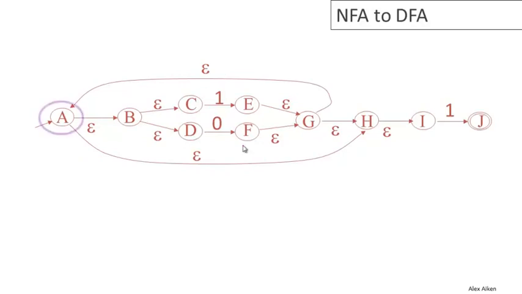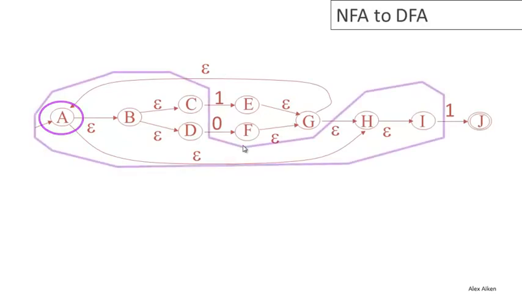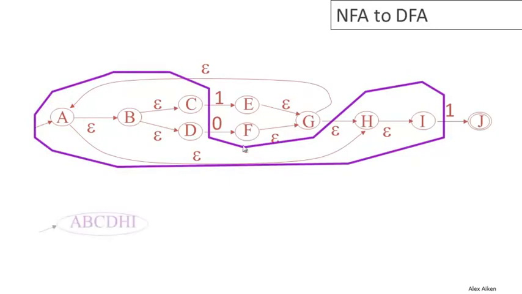Well, we begin with the start state of the NFA, which is just this state A. And then recall the start state of the DFA is the epsilon closure of that state. So that corresponds to this purple set here. All right? So the first state of the DFA, the start state, is the subset of states A, B, C, D, H, I. And now we have to work out from this particular state, from the start state, what happens on each of the possible input values.